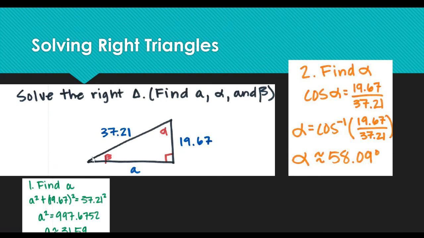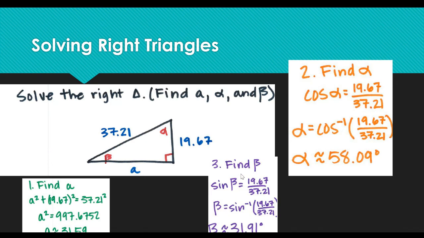Then we need to find beta. If we look at angle beta, 19.67 is the opposite side, and we have the hypotenuse. The trig function that uses opposite and hypotenuse is sine. So we can say sine of beta equals 19.67 over 37.21. Just like before, to find beta we need to get rid of sine, so we use inverse sine. You hit second sine, type that stuff in, and there's your answer.